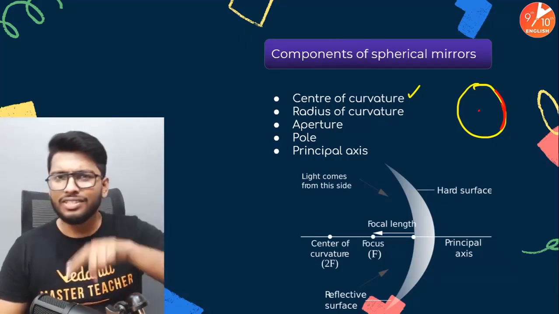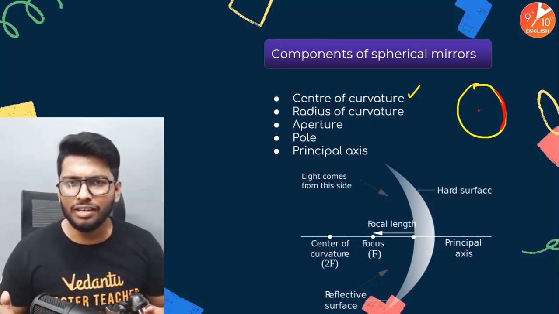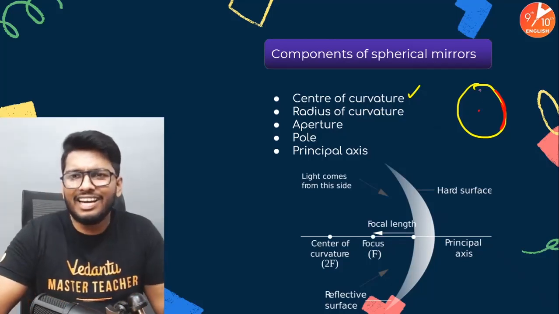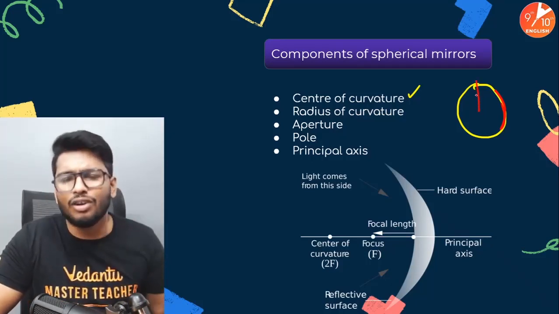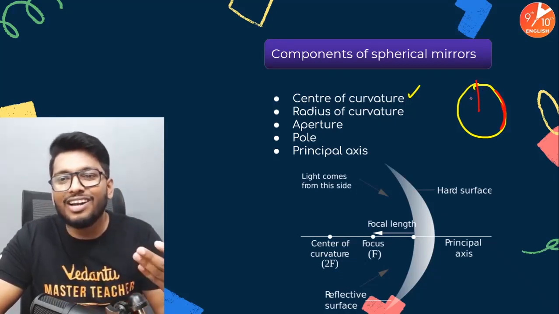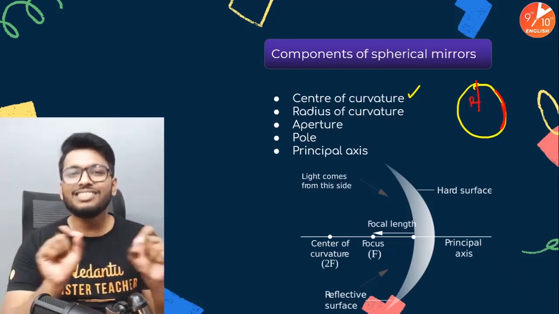That's it. All right. Now one more thing, guys. If it is a proper three-dimensional circle, which is nothing but a sphere, it will also have a radius. What is the radius? The distance from the center to any point is called the radius. The radius of the sphere is called the radius of curvature. That's it. Center of curvature, radius of curvature.